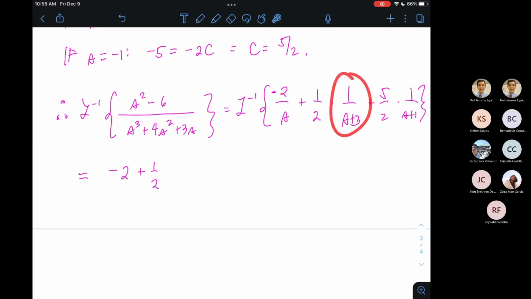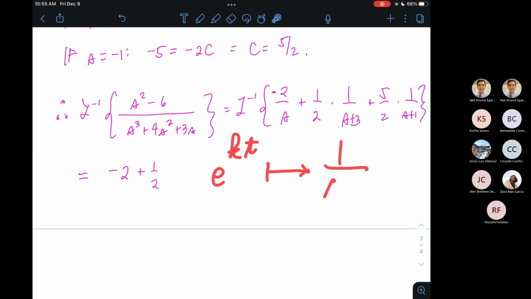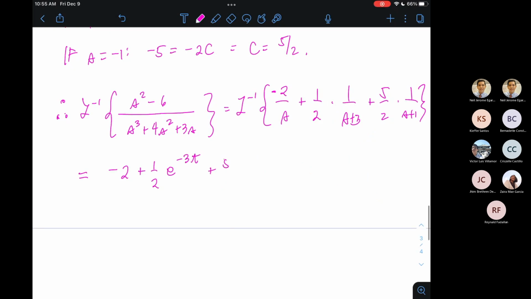This can be thought of as 1 over s minus k. The rule that I use, if you remember, is that the Laplace transform of e to the kt is equal to 1 over s minus k. So my k here is -3. That means it's e to the -3t. And then similarly, I'll have plus 5/2 e to the -t.